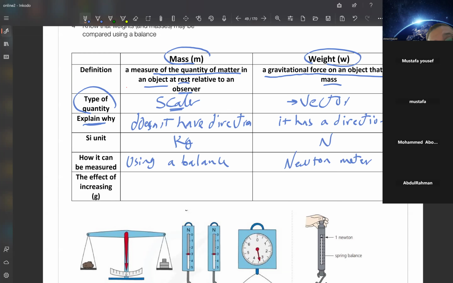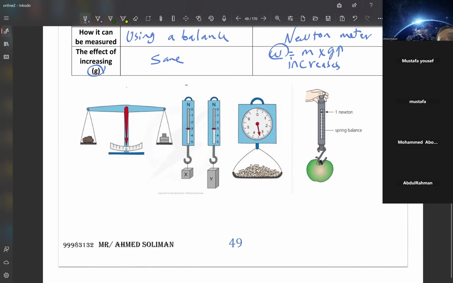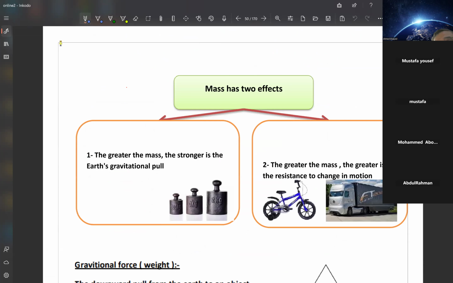The effect of increasing g. In fact, if acceleration of free fall increases, mass is the same. There is no change in mass. The only change is in weight because weight equals mass multiply g. So if g increased, what happened to weight? It also increases. So the weight is affected by gravitational field strength. Now mass has two effects. Greater mass, stronger the gravitational field, gravitational pull, which means a greater weight.